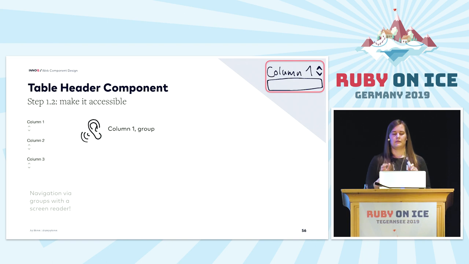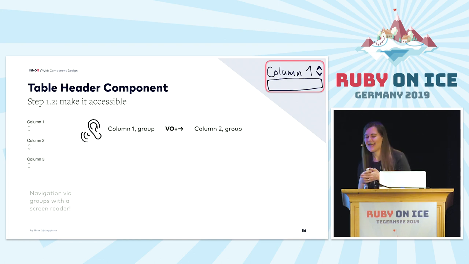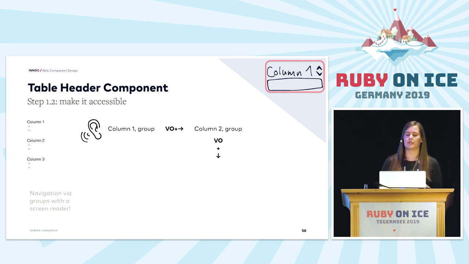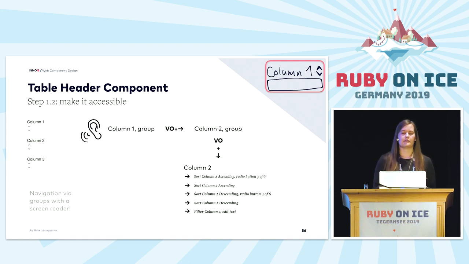Column one, group. So it tells me it's a group, and then I know with a screen reader I can navigate. So with VoiceOver, that would be with the right arrow. And then I get to column two. Column two, group. You are currently on a group inside of web content. And then at that point, if I want to move into the content of the group, I can do that with a screen reader and then listen to the different elements that I have available.